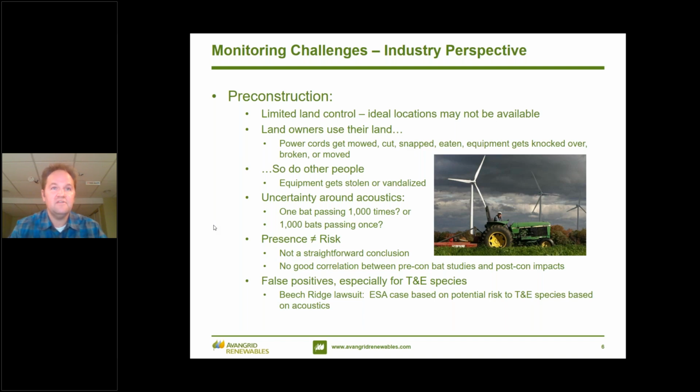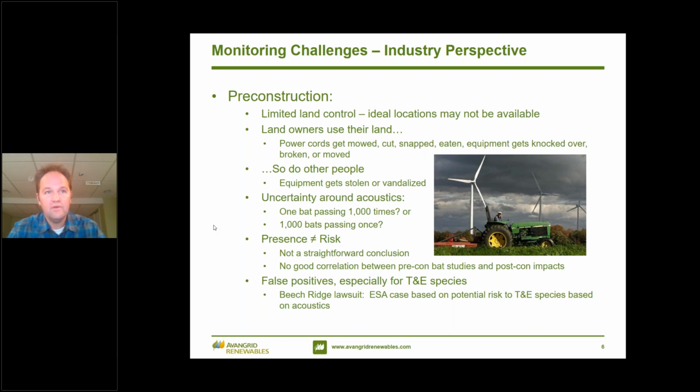Chris asked me to highlight some challenges, logistics, et cetera, that might not be fully understood when conducting wildlife studies of projects. I grouped them into a pre and post construction topic area. I think land control is one of the big ones that applies to both pre and post construction. I mean, aside from the substation and O&M building, we don't own any of the land, not even the land underneath the turbines, and especially not the land around the turbines. We may not have rights to put that detector along your ideal flight corridor.